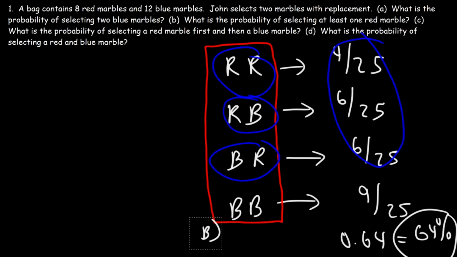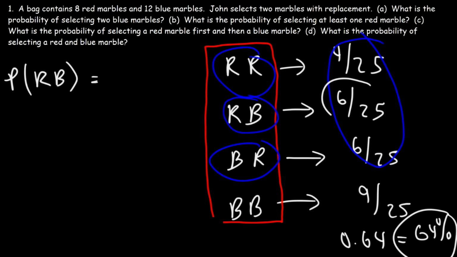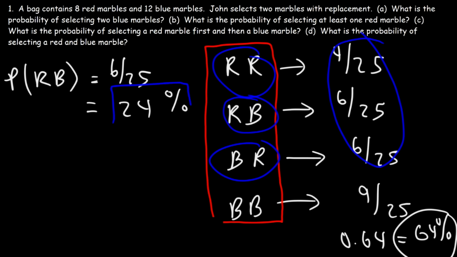Now, let's move on to the next part. Part C. What is the probability of selecting a red marble first and then a blue marble? So the answer is just 6 over 25. And as a decimal, that's 0.24, which corresponds to 24%. So that's it for part C.